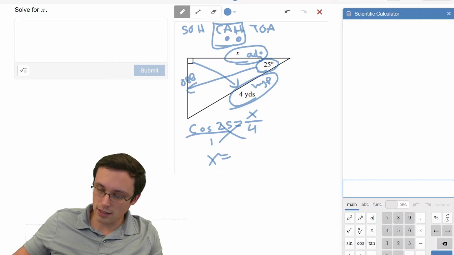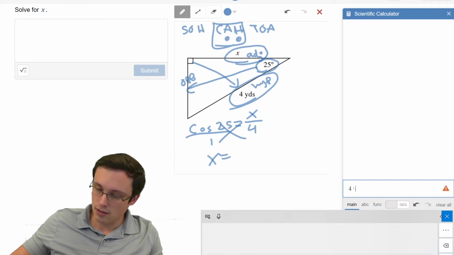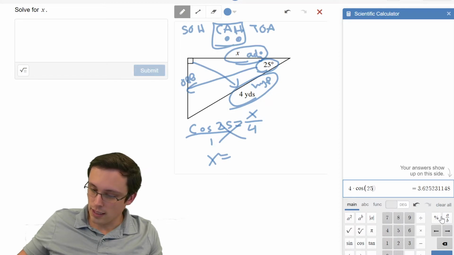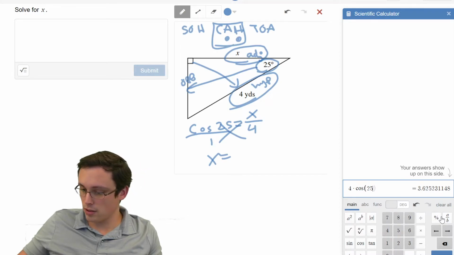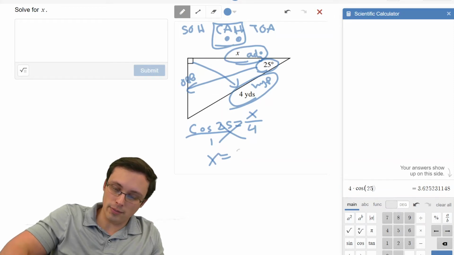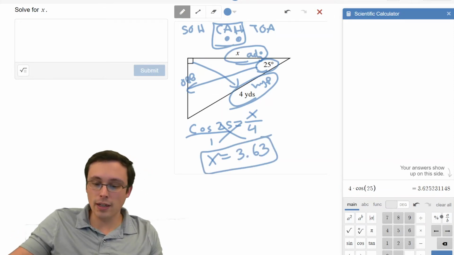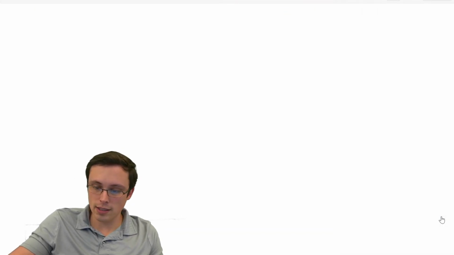Let's type that in our calculator. 4 times cosine 25 comes out as about 3.63 because the 2 would round up. There we go. Let's move along to number 7.